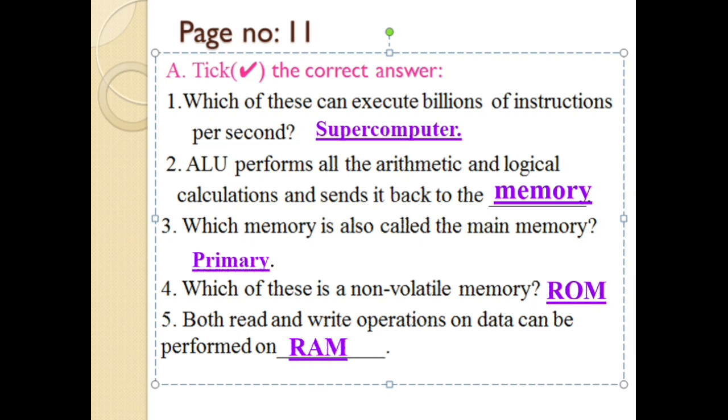One is main memory, primary memory, and the other one is internal memory. We can ask like this: which memory is also called the main memory? I will give the options: internal memory, external memory, secondary memory. What is the answer? Here I didn't give the option primary memory. So what is the answer?